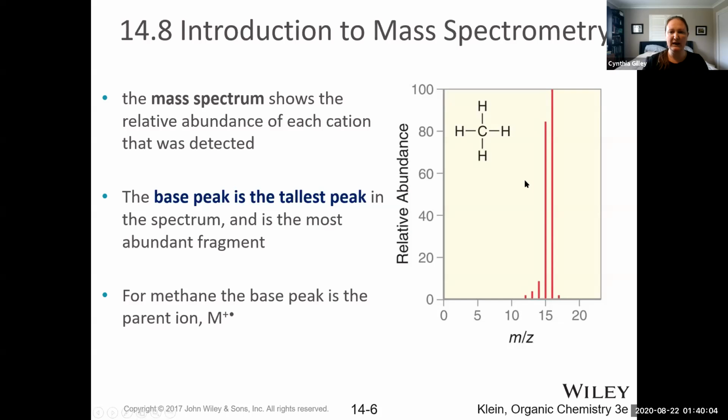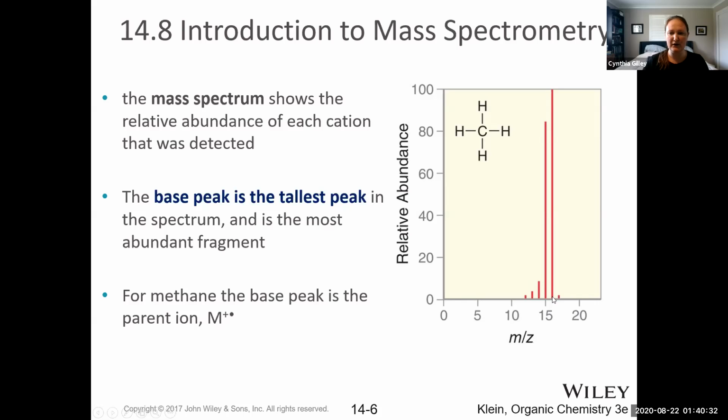We can do a quick calculation to double check that. What we would do is basically take 12 for the mass of carbon and add 1 for each hydrogen. So 12 plus 4 is 16, so we would expect the molecular ion for methane to be 16. Remember that the peak here at 16 represents the molecule after it's lost an electron. But again, that electron mass is negligible, so it's still 16.